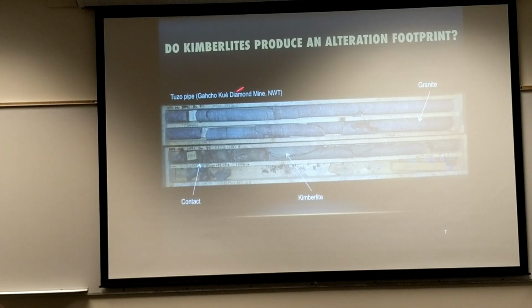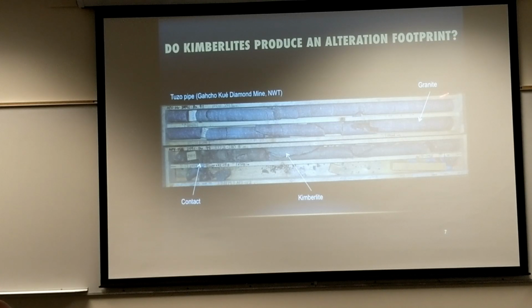So Ralph went to the De Beers warehouse in Sudbury and measured some drill core from the Tuzo pipe. And as you can see at the contacts between the granite and the Kimberlite, there's not much happening in the granite to indicate that there's actually Kimberlite showing up in the next box here. If you were to look at the granite completely isolated, would you be able to say that there's a Kimberlite in the next box? And the answer is probably not.